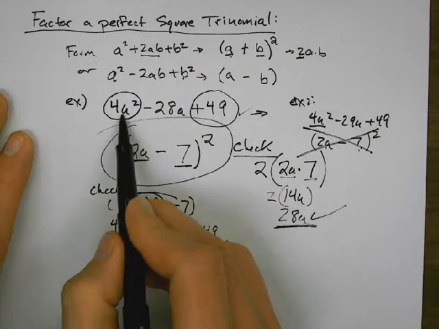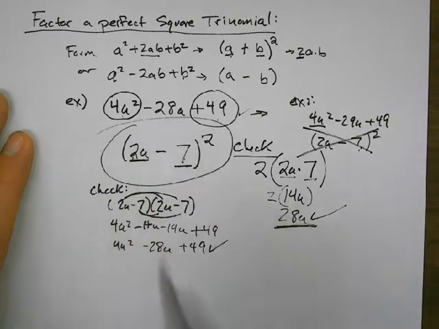But otherwise, it's pretty straightforward. Square root that, put them here and here. If it's a minus, put a minus. If it's a plus, put a plus. Okay?